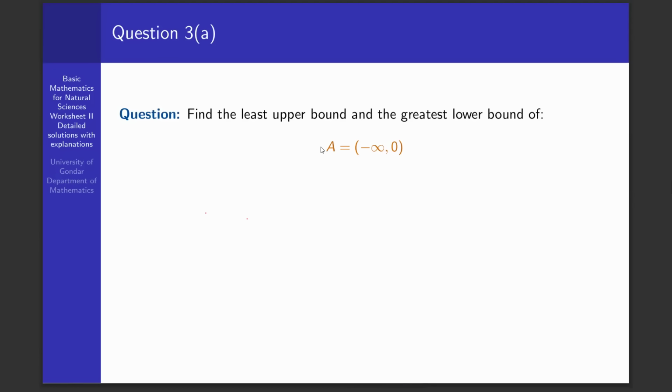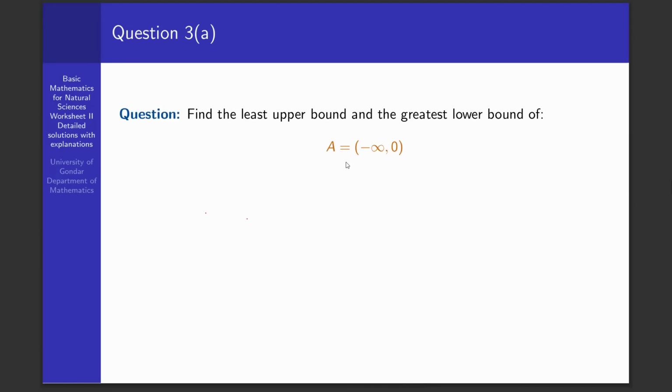In order to calculate the bounds, we know that a real number is said to be an upper bound of the given set if and only if that number is greater than or equal to every element of this set. So any real number which is larger than every element of this set is an upper bound for this set. Similarly, if there exists a real number which is less than or equal to every element of this set, that element is said to be a lower bound of this set.